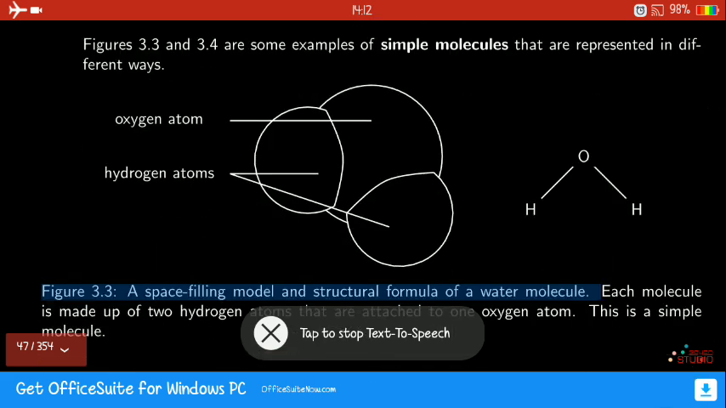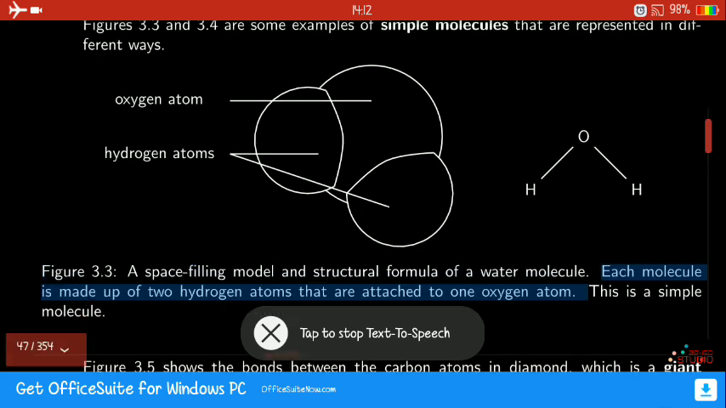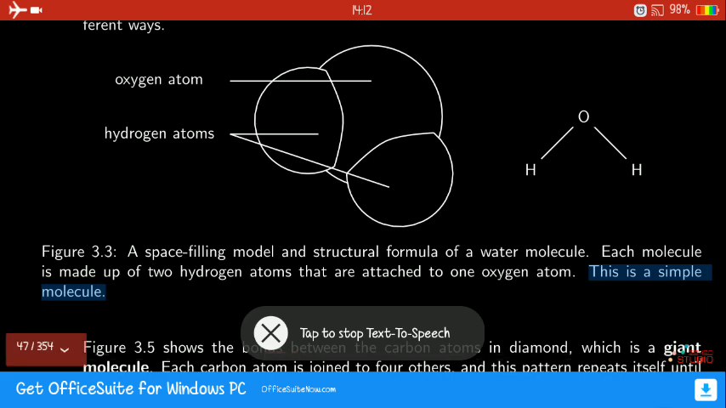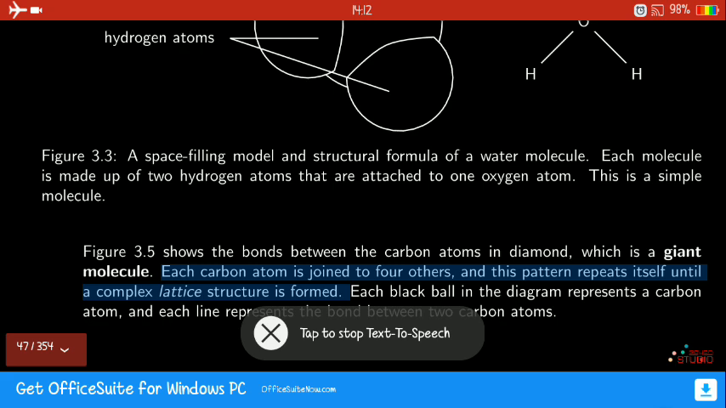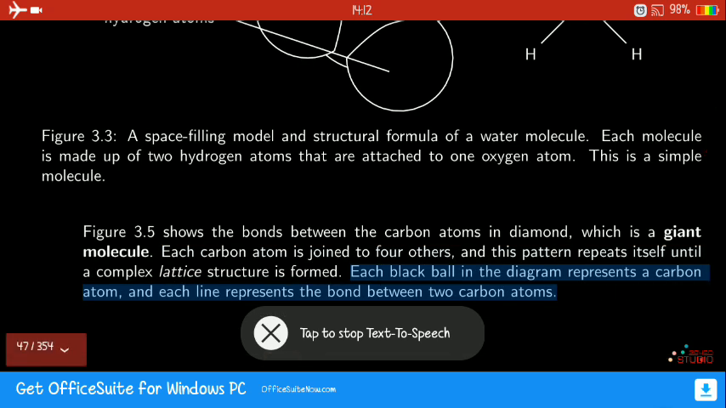Figure 3.3, a space-filling model and structural formula of a water molecule. Each molecule is made up of two hydrogen atoms that are attached to one oxygen atom. This is a simple molecule. Figure 3.5 shows the bonds between the carbon atoms in diamond, which is a giant molecule. Each carbon atom is joined to four others, and this pattern repeats itself until a complex lattice structure is formed. Each black ball in the diagram represents a carbon atom, and each line represents the bond between two carbon atoms.